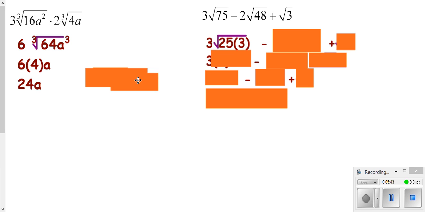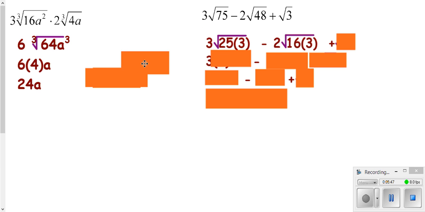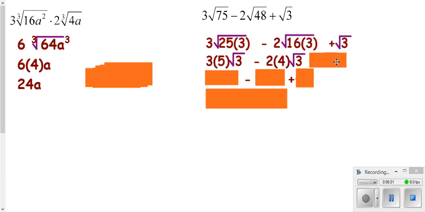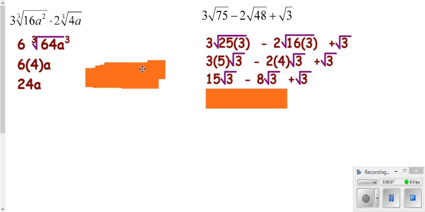75 is 25 times 3. 48 is a 16 times 3. And then we'd still have our root 3. Take the square root of that 25, that's a 5, but we'd still have our 3 hanging out on the inside. Square root of 16 is a 4, but still having a square root of 3 hanging out. So in other words, we get 15 of the root 3's minus 8 of the root 3's plus 1 of the root 3's, and that gives us a total of 8 of the root 3's.